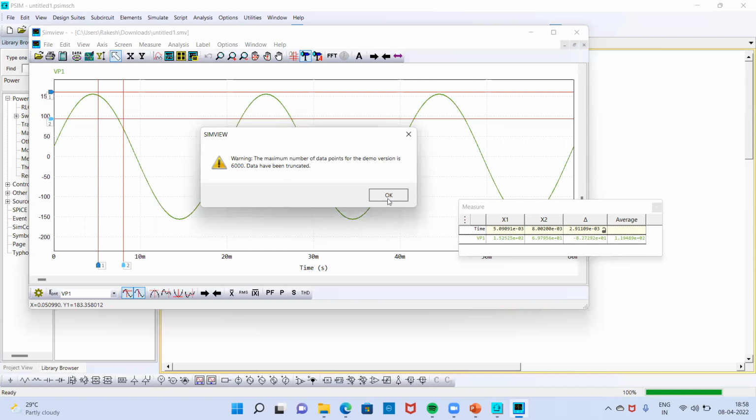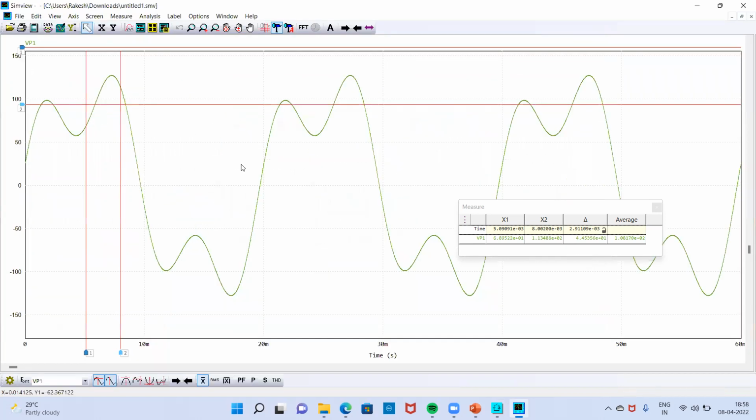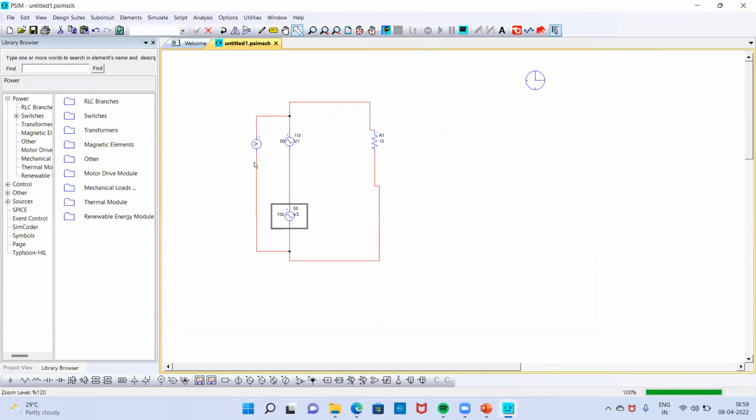So I am running this one. So this is my waveform. What happened now? You are observing that the nature of the waveform has changed now. It is not a sinusoidal waveform. And I will run it again to understand these things in a better way.